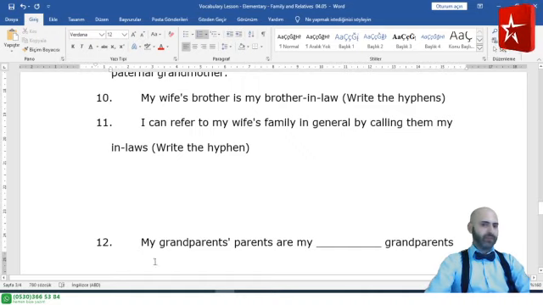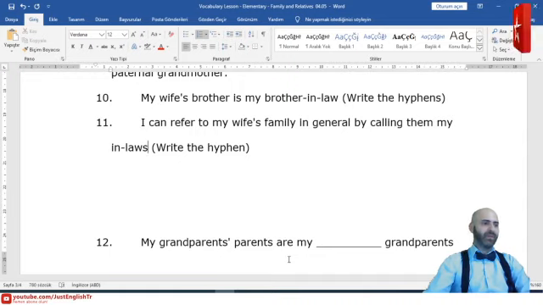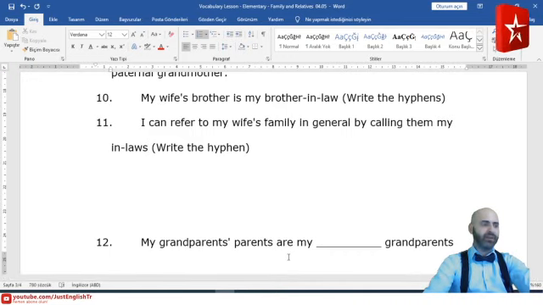Question number 12. My grandparents' parents are my... So, your grandmothers and grandfathers, mother and father. What can we call them? Your grandmother's mother and father, or your grandfather's mother and father. What do we call them?